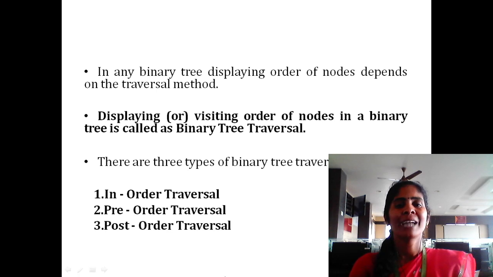In a binary tree, we have three types of traversals. The first one is in-order traversal, the second is pre-order traversal, and the third one is post-order traversal. That is the displaying or visiting order of nodes in the binary tree. That is called binary tree traversals.